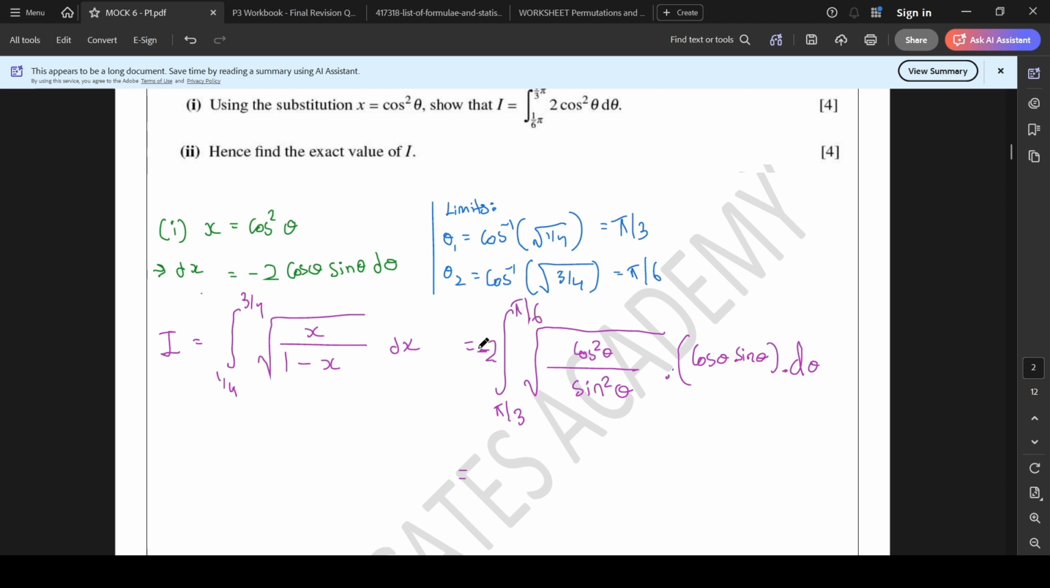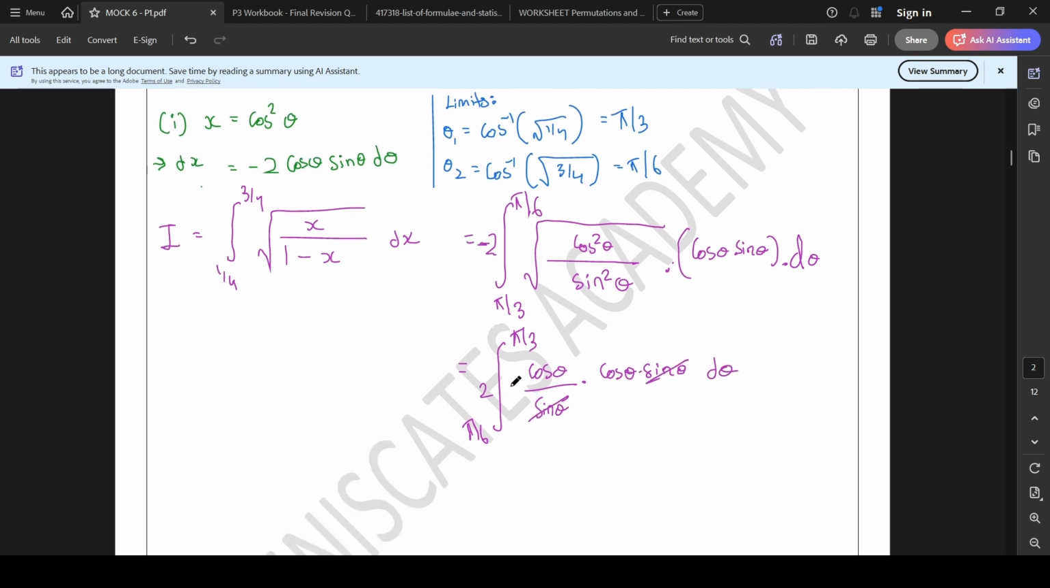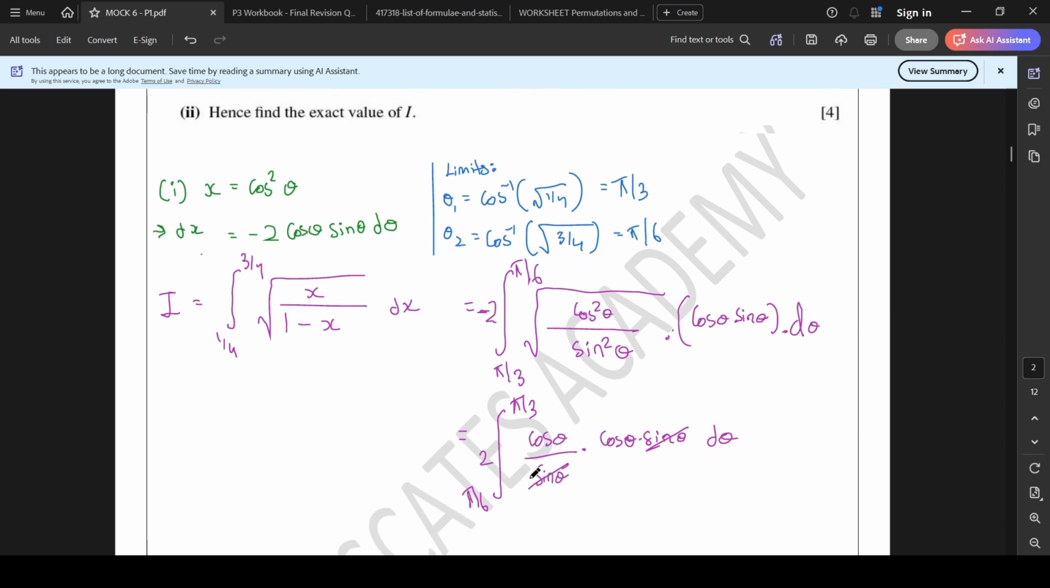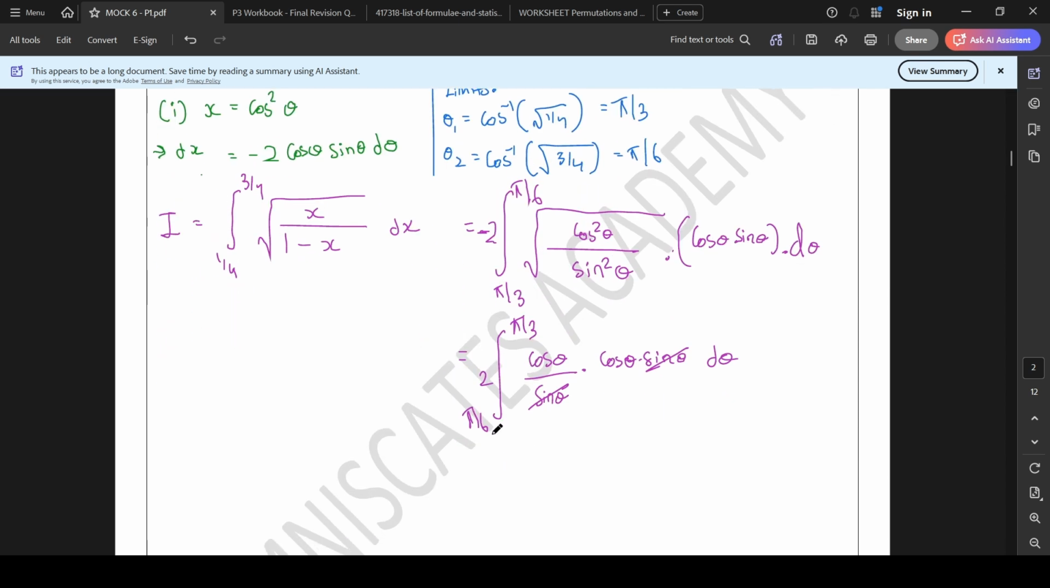So over here, because there is a negative sign, I can flip the limits and convert the negative to positive. So now directly it will become pi by 6 to pi by 3. Then 2 is outside. Then square root of cos square by sine square will become cos theta by sine theta. And then we have to multiply cos theta with sine theta as well. And you can see that the sine theta gets out. And eventually we will be getting 2 cos square theta as we wanted. And the limits are also sorted as we wanted.